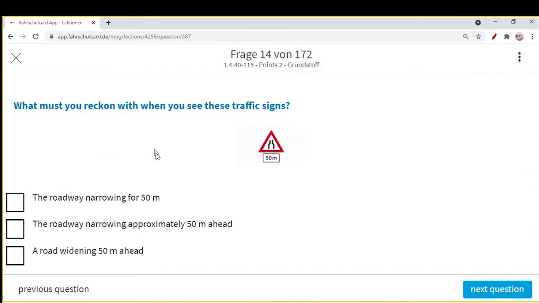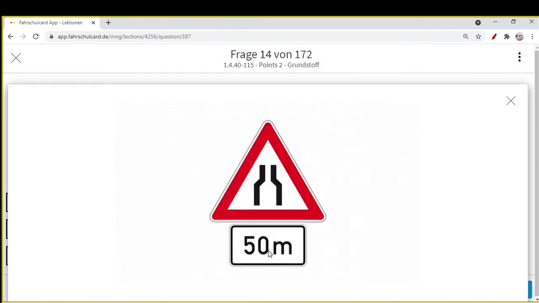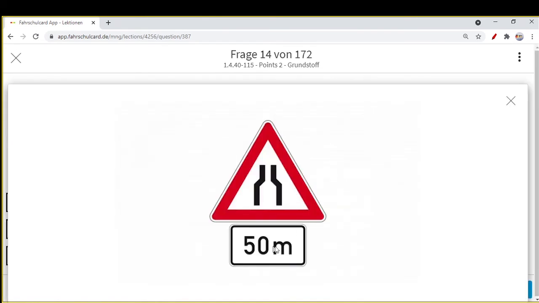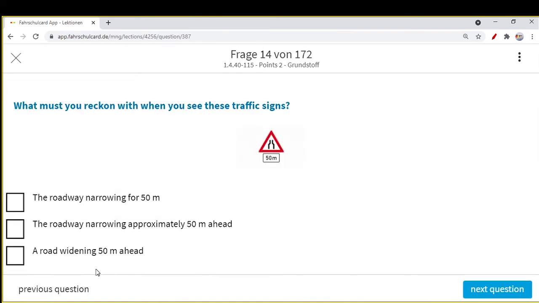What must you reckon with when you see these traffic signs? Right now, if you see there is a danger, the roads are narrowing. In the last question we also saw that the roads are narrowing or taking bends. If there are two arrows, that means the road is narrowing right now for 50 meters, but if there is no arrow, then after 50 meters both your lanes are going to be narrowed. The road narrowing approximately 50 meters ahead, this option is correct.